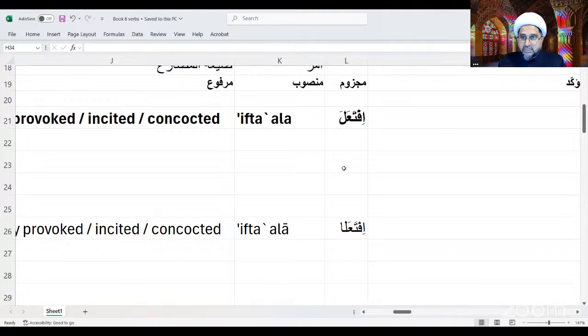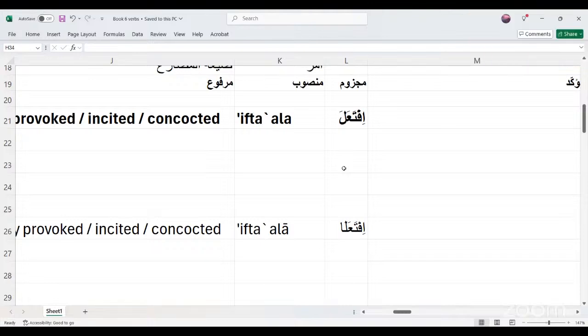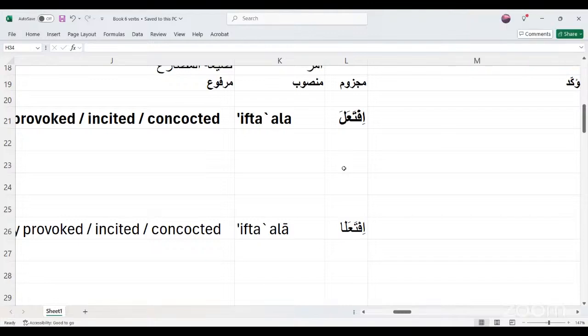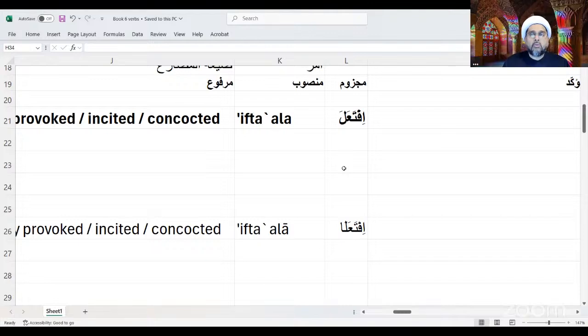Do you understand? So this indicates that when an action, for example, if you punch someone, someone will be hurt as well, correct? Yes. So darabtu rajulan fadtaraba. For example, I hit a person, so he got hurt. So normally whenever this verb comes with the alif and ta, it implies that the process of the achievement of the action is being happened itself.